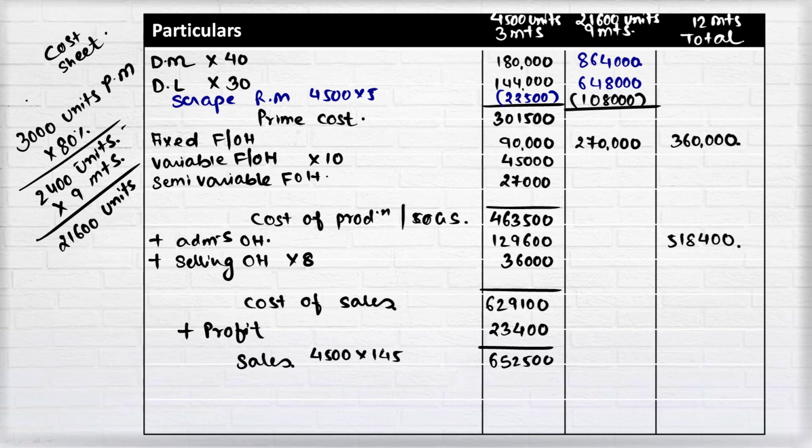I will be getting prime cost. Fixed factory overhead I have already done. Variable factory overhead is 10, so it will become 2,16,000.